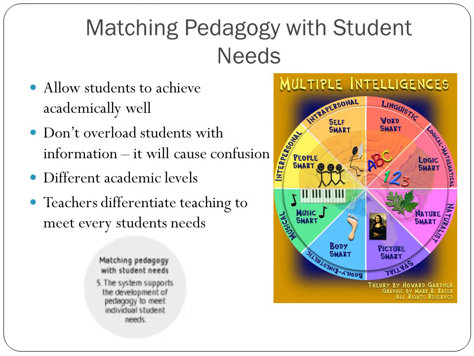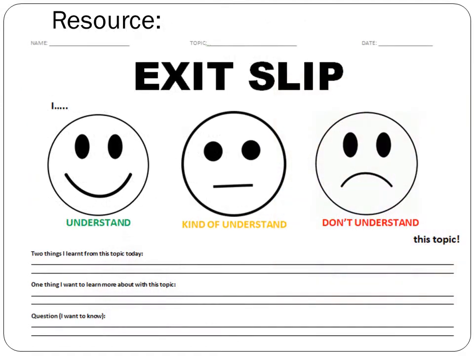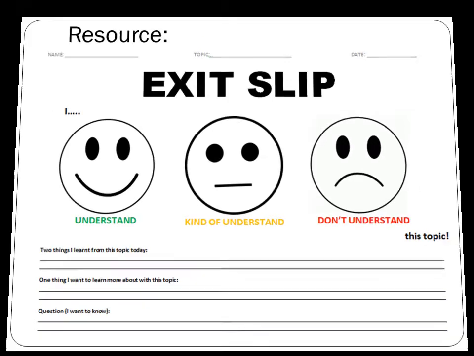It is important for all teachers to match their pedagogy with the needs of their students to allow the students the opportunity to achieve well academically. If the teachers do not match their pedagogy with the students, subject understanding would not develop, thus learning would not be occurring. Due to the varying levels of achievement, it is important for teachers to differentiate their teaching to meet every student's needs. The resource supports this principle as the exit slips will inform the teacher on the student's level of achievement, thus working to further develop their understanding.